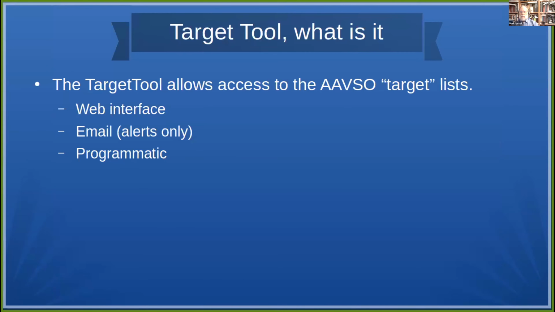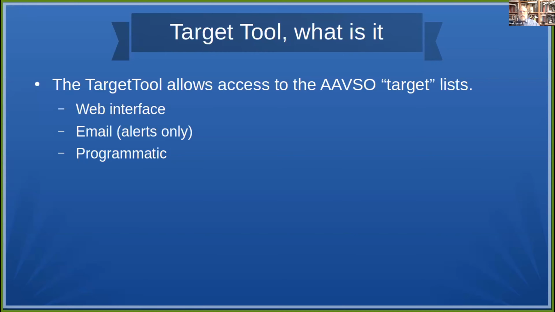So what is the target tool? The target tool is a method to access these lists of potential targets that AAVSO has been accumulating for years, variable stars and the like. And obviously way back when it was all done by paper, and it's been advancing to computer interfaces.